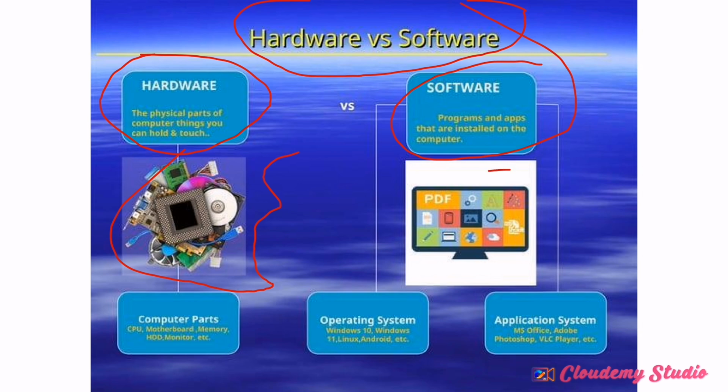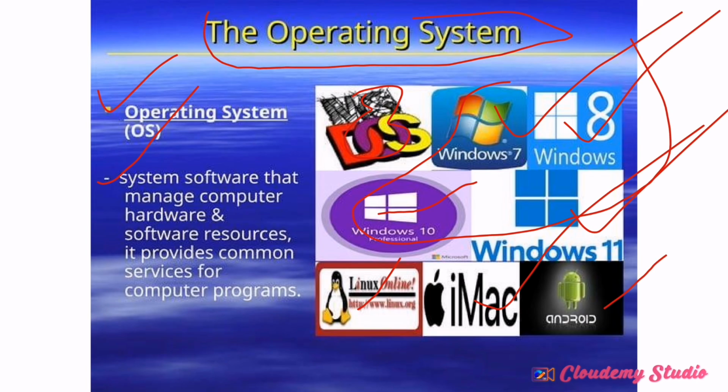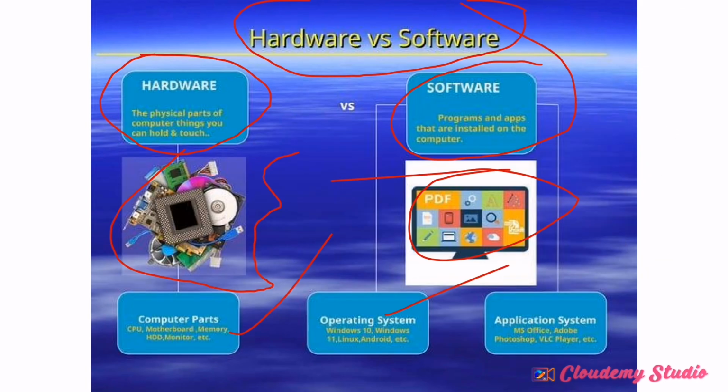Okay, so here are the computer parts: CPU, motherboard, memory, hard drive, monitor, etc. These you can touch. Then operating systems, we have Windows 10, Windows 11, Linux, Android, etc. Then application systems, Microsoft Office.